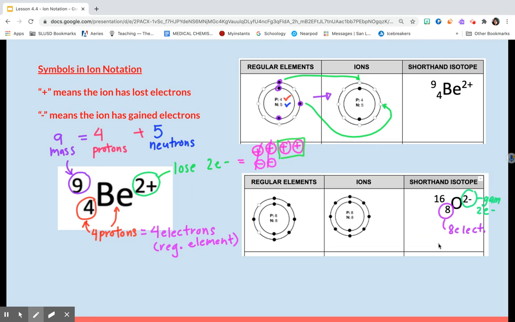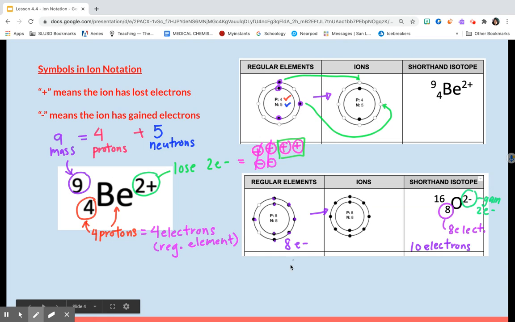So how many electrons do I have total? Well, if I have 2 extra of them before, it's going to have 10 electrons total, right? So notice that here, I'm going to have 10 electrons total when it is an ion. So if I were to double check from a regular element, 1, 2, 3, 4, 5, 6, 7, 8, 8 electrons down here.